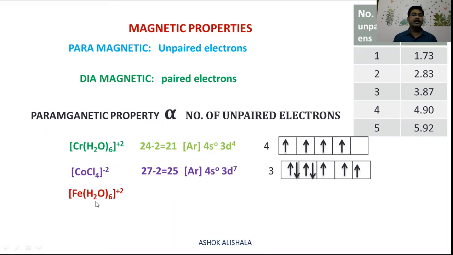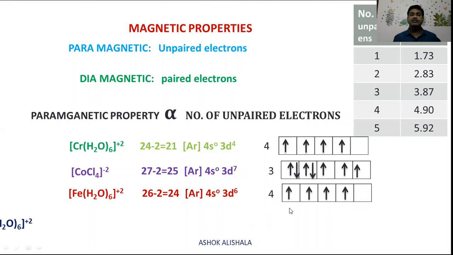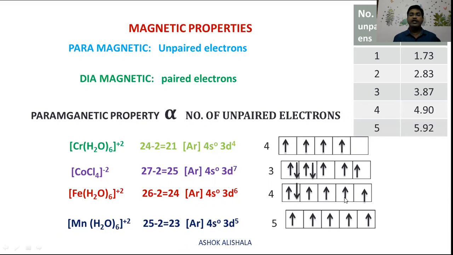Now let us go for the iron complex. It has a d6 electron configuration because of the neutral ligand, and iron is in the +2 state. The 6 electrons are filled like this: first they are filled singly, then pairing takes place. Therefore, 1 pair and 4 unpaired electrons.